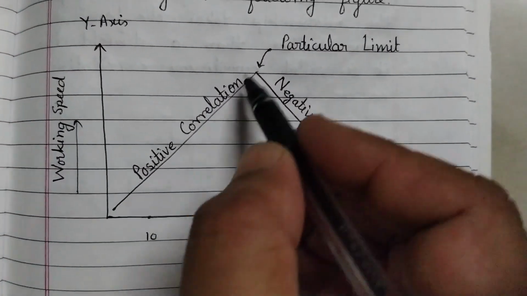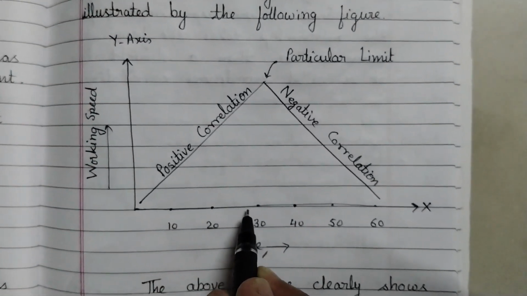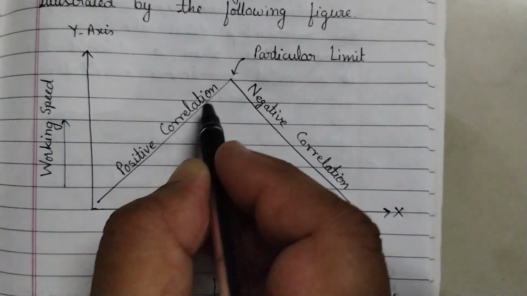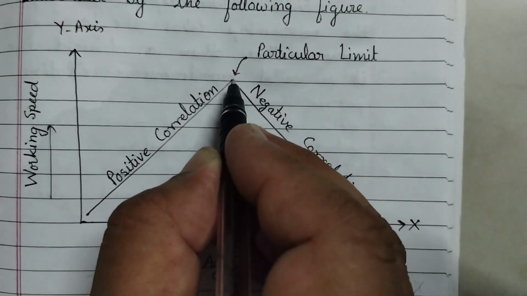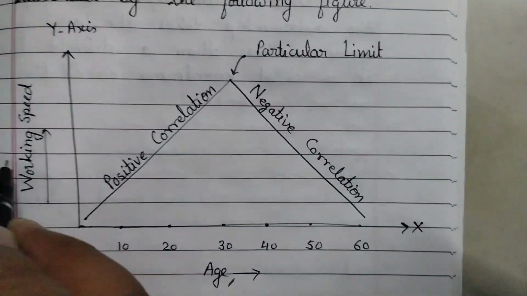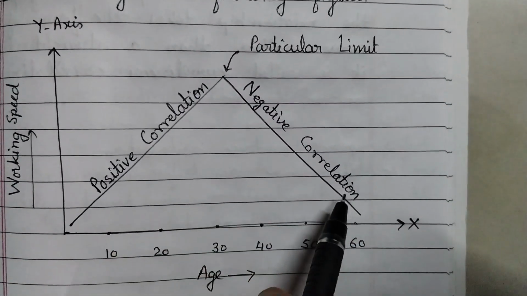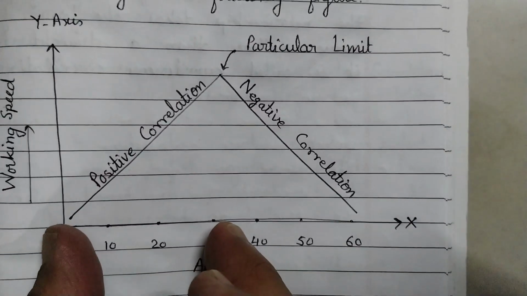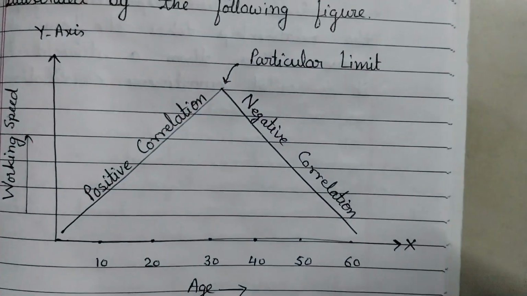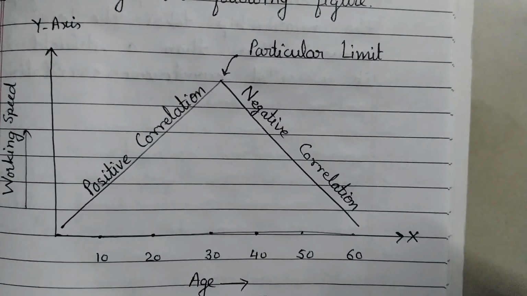From the first portion, it is observed that as the age of the person keeps increasing, correspondingly working speed also keeps increasing. At a particular limit, thereafter, age is increasing, but working speed is decreasing. So on the other part, negative correlation is observed. On the first part, positive correlation is observed, and on the other part, negative correlation is observed. Hence, this type of correlation is the curvilinear correlation.